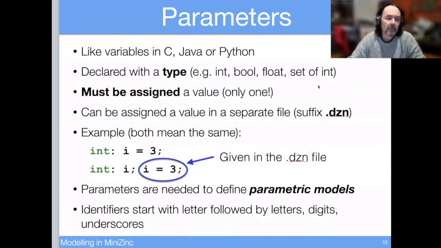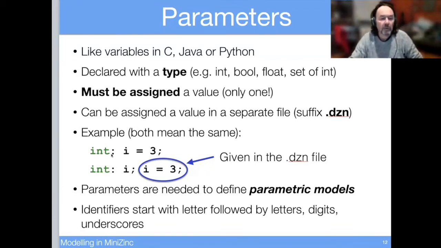So how do you think about parameters? They're like variables in C, Java, or Python. They're declared with a type, something like int, bool, float, set of int. They have to be assigned a value and only one value. So they're not like variables in C in the sense that x equals 1 and then I can later say x equals 2. They can only ever have one value. That's true. Basically, we're in a declarative language here. So variables really are placeholders for one value. But parameters will have to be given their value from somewhere. It can be from a separate data file or it can be given in the model. But the parameters have to come from somewhere.